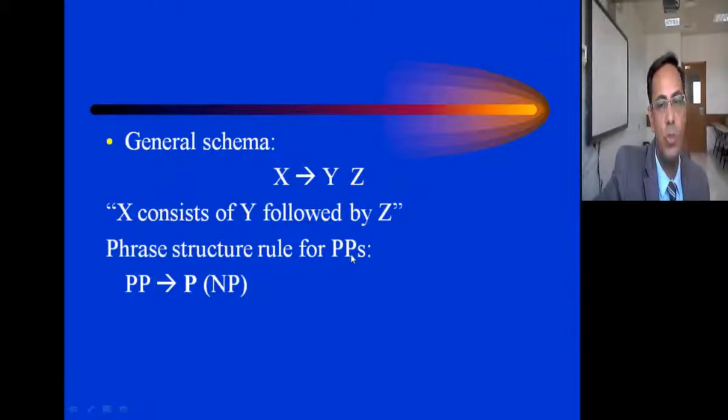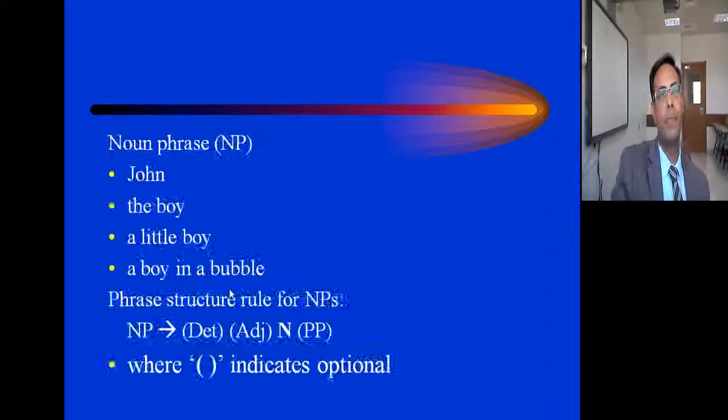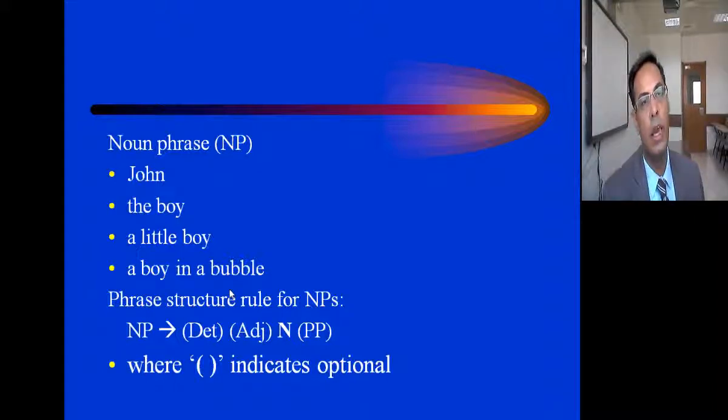Phrase structure rules, for example, let's take the prepositional phrase. A prepositional phrase consists of a preposition followed by a noun phrase. In the yard, or at school. Preposition plus noun phrase. This is called a phrase structure rule, a rewrite rule. Noun phrase, for example, John. This is a noun, and at the same time, it is a noun phrase. The boy, a little boy, a boy in a bubble. All these are examples of noun phrases.